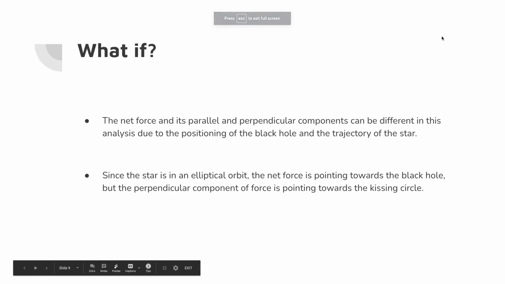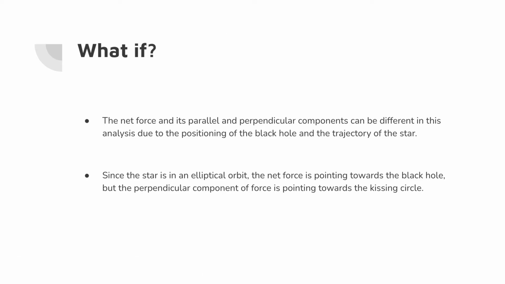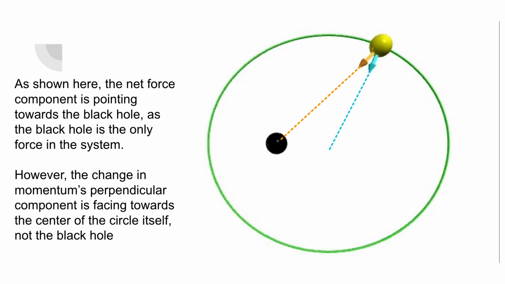So basically, for the prediction discussion, the net force and its parallel and perpendicular components can be different in this analysis because of the way the black hole is positioned and how the star has an elliptical trajectory. Since it's in an elliptical orbit, the net force is pointing toward the black hole, whereas the perpendicular component is facing towards the center of the kissing circle.